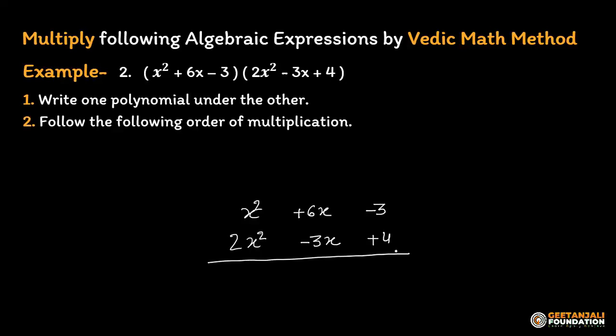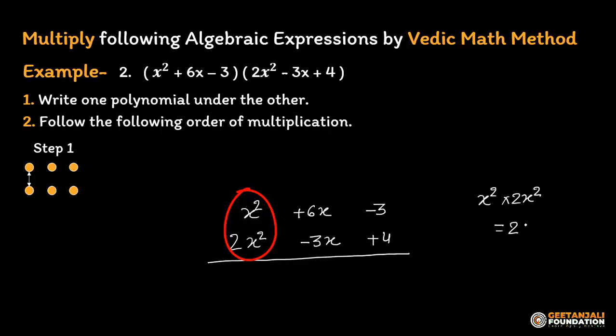Now in step 2, we have to follow the following order. First, we start with the leftmost term. So here the leftmost terms are x squared and 2x squared. When we multiply x squared with 2x squared, you can see this is multiplication of monomials. We have the same base, so we can add their exponents. So we get 2x raised to 4. So the first multiplication gave us 2x raised to 4. So we have done step 1. Now let's move to step 2.